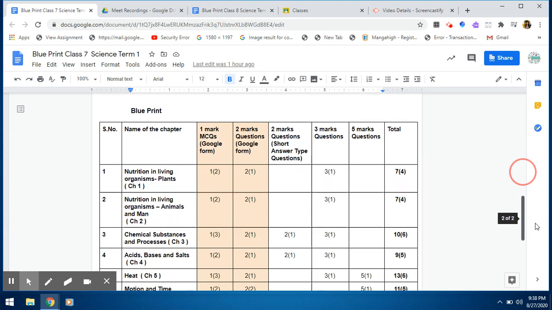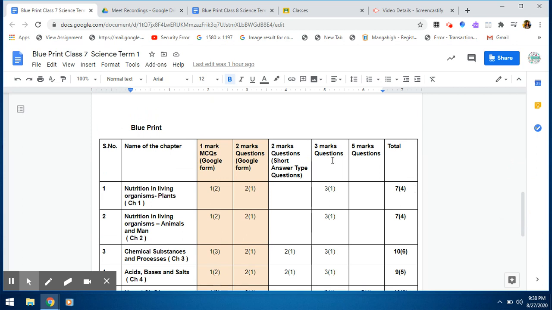Now let me discuss the blueprint of the paper. The objective type paper is going to have 1 mark MCQs as well as 2 mark MCQs. The subjective paper will have 2 markers, 3 markers, and 5 markers. Let me take examples of few chapters. Nutrition in living organisms plants.